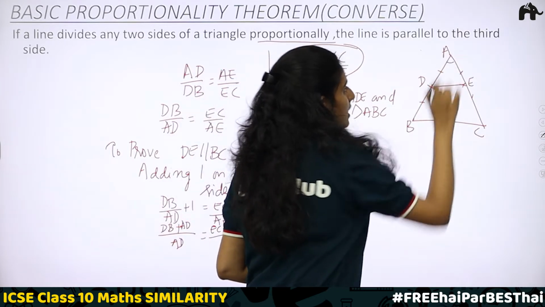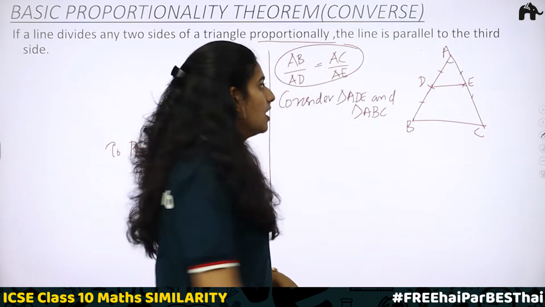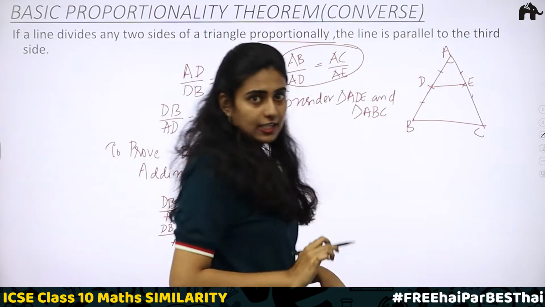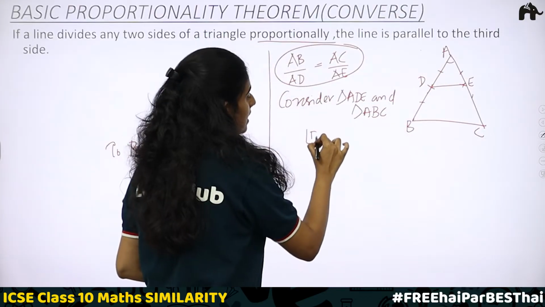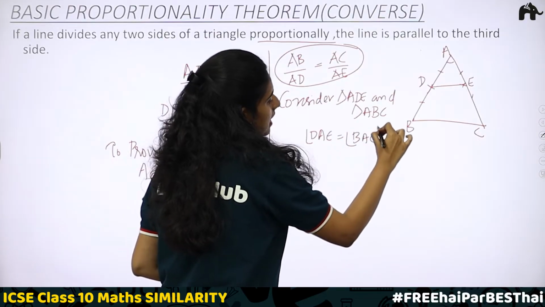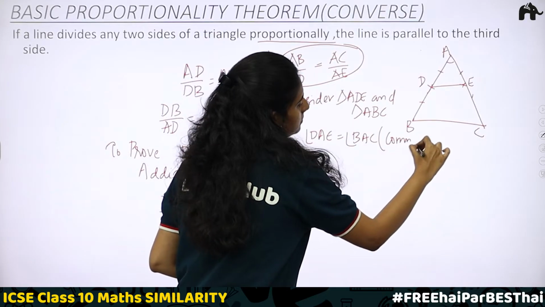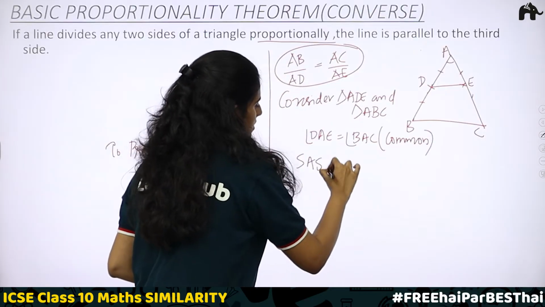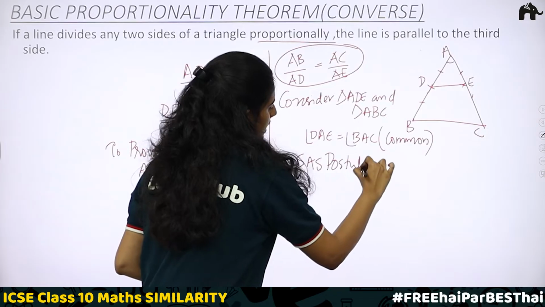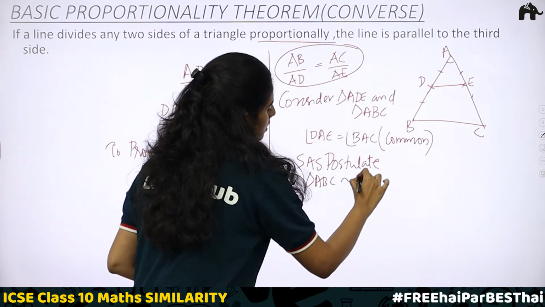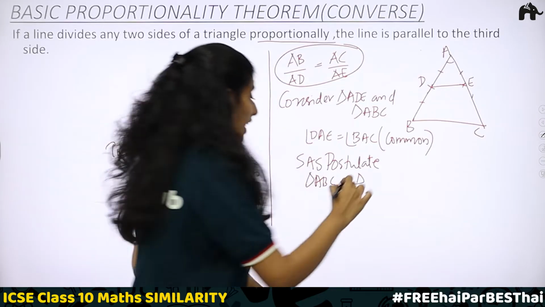Now, this angle is common to both. Yes, both these triangles have angle A. That is, angle DAE is equal to angle BAC. Reason: common. So, by using the SAS postulate, we get triangle ABC similar to triangle ADE.